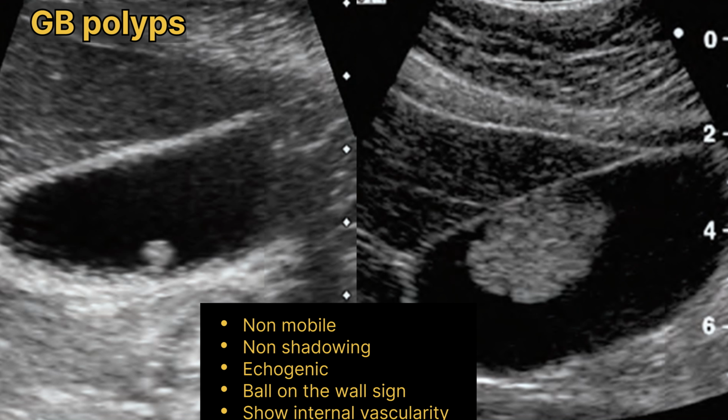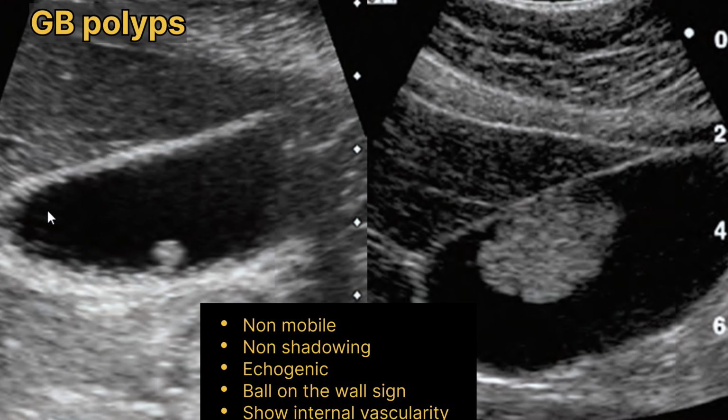If multiple polyps are present, we should measure the largest one. Now this is a sonogram showing a gallbladder polyp. This is the longitudinal view of the gallbladder, and it shows a small non-shadowing polyp defect along the non-dependent portion of the gallbladder, typical of a cholesterol polyp, and it does not show any acoustic shadowing. This is the clue that this is not a calculus, but it is a polyp.